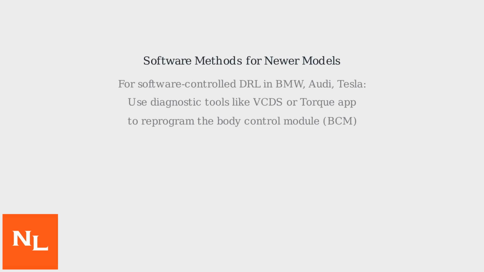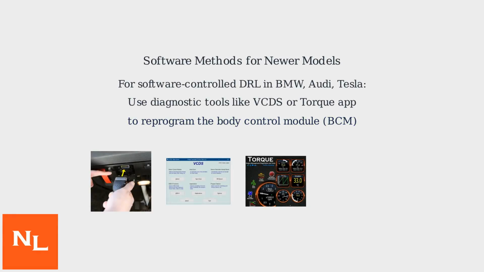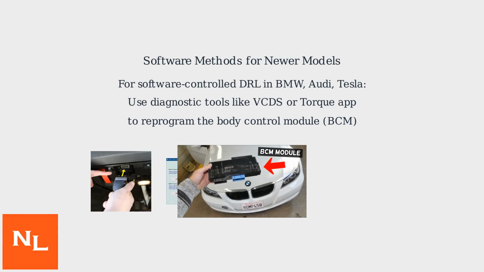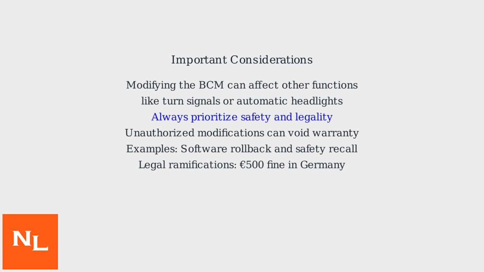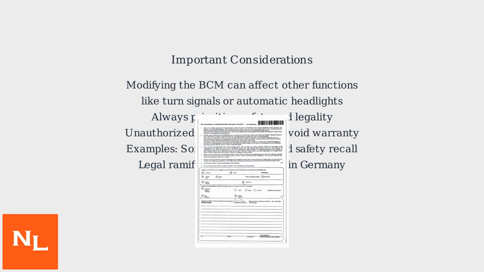For software-controlled DRL, common in newer BMW, Audi, and Tesla models, you might need diagnostic tools like VCDS or the Torque app to reprogram the body control module, or BCM. Be aware that modifying the BCM can affect other functions, such as turn signals or automatic headlights. Always prioritize safety and legality.